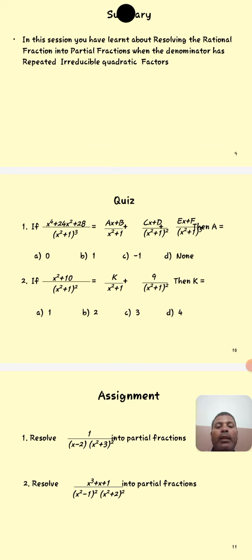Now we go to the d. Dx plus e divided by x square plus 3 whole square. Here how many values are there?